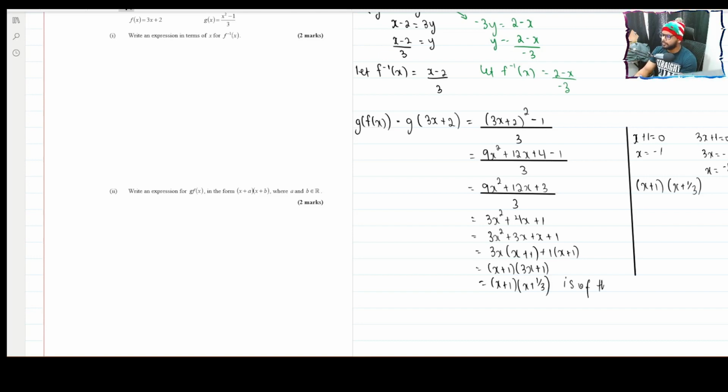It is of the form, and this is where your statements come into play, x plus a into x plus b, where a is 1, b is 1/3, where a and b are real numbers. And your statements and questions, they actually contribute to getting all A's in your profile. And that's what everybody does strive for.